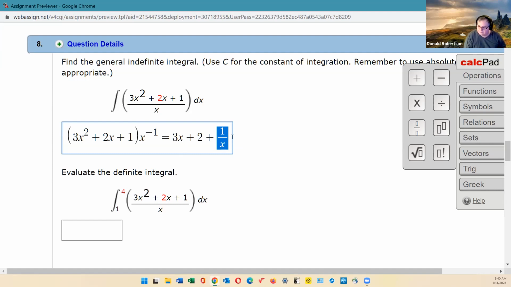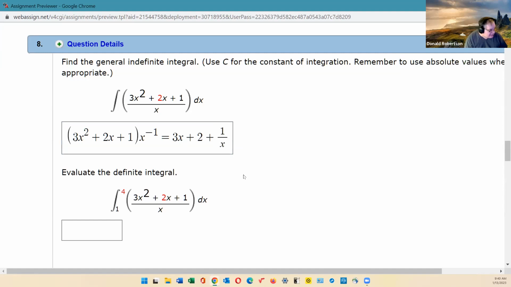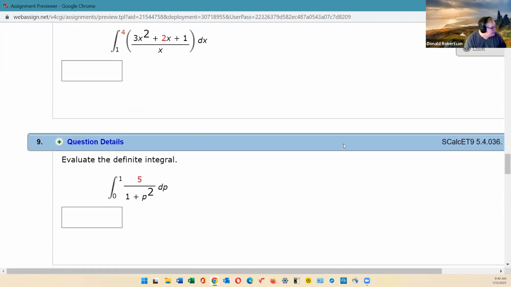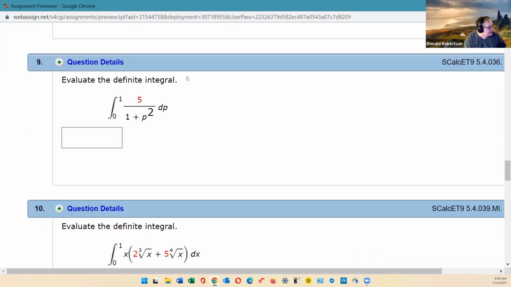Right, so everything can be done as a power rule except x to the -1s, right? X to the -1s are a special case. Okay, this one is good to go.